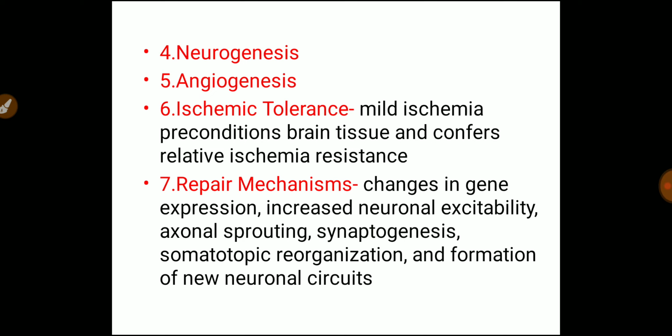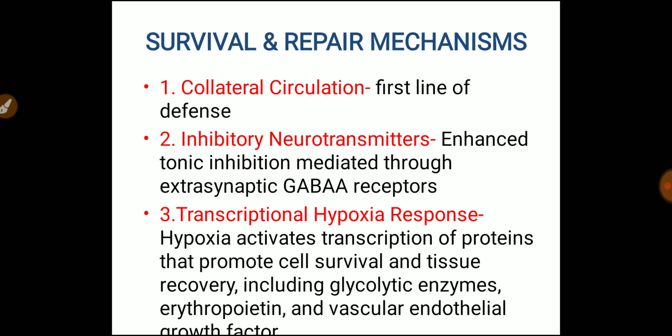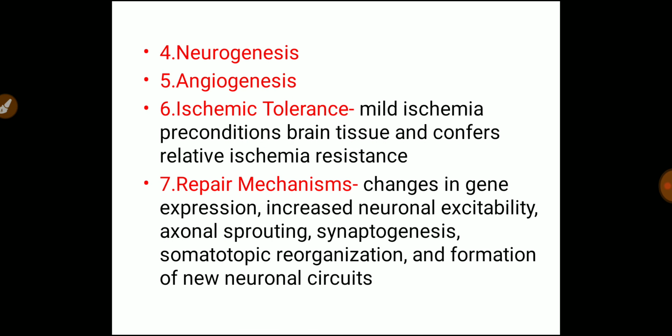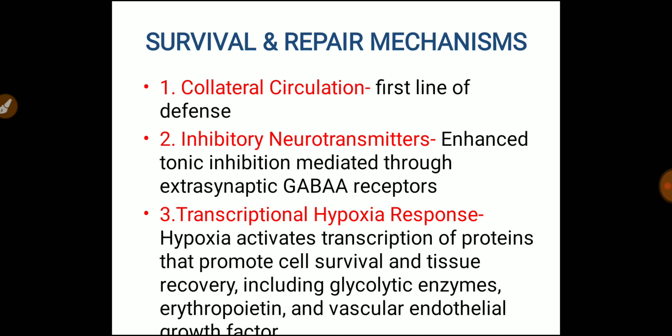And the sixth is ischemic tolerance. After some time, what happens is mild ischemia preconditions brain tissue and confers relative ischemia resistance. So there will be resistance to ischemia. Seventh is repair mechanism. All of these points come into repair mechanism. There will be change in gene expression, increased neural excitability, sprouting of the neurons. That means formation of new neurons. Synapses are more generated, and formation of new neuronal circuits happens, which is all helping in repair mechanism.